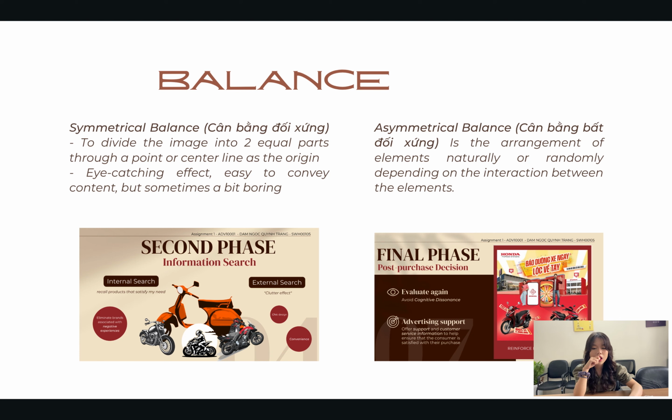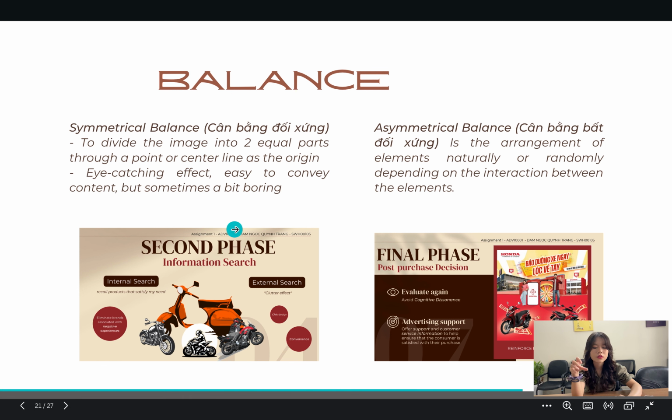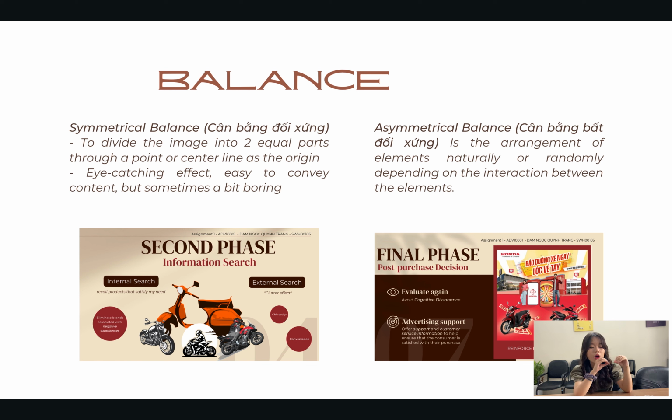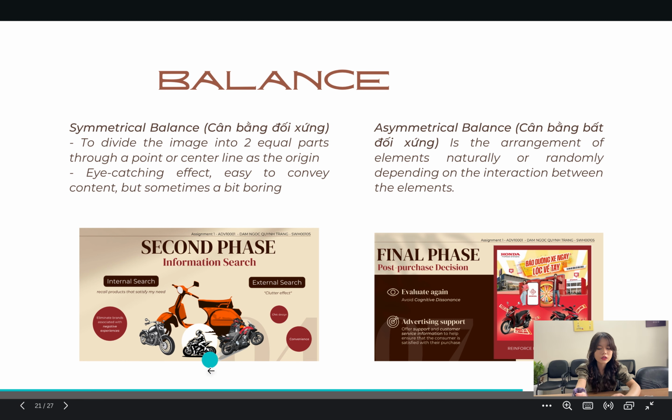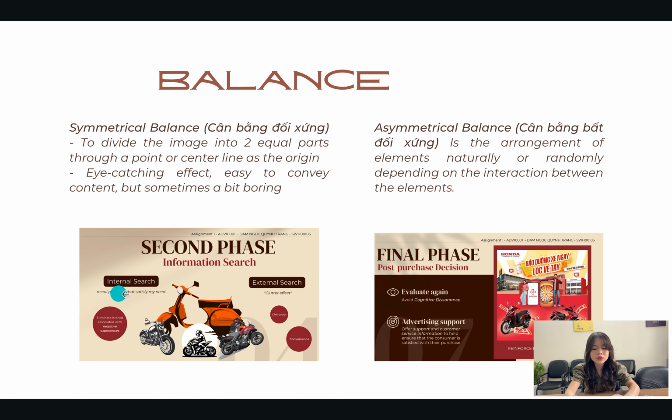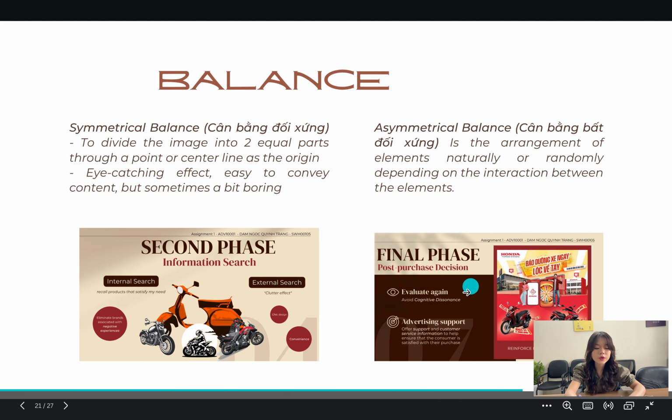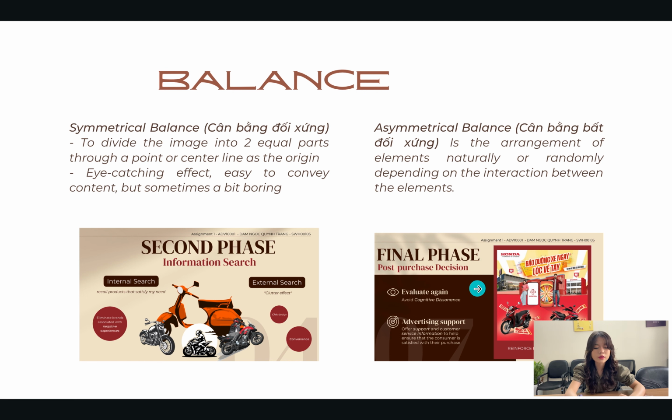Next is balance. There are two types of balance. First of all is symmetrical balance, where you divide the design into two parts or three parts, but the arrangement and positions of the elements in all the parts are nearly the same. For instance, you can divide this slide into two parts, and the elements in the two parts are arranged the same. Next is asymmetrical balance, which is the arrangement of elements naturally or randomly, depending on the interaction between the elements. So here you can see that even when you divide vertically or horizontally, the design will not be the same. So you need to think before designing how you are going to arrange the elements to choose the appropriate type of balance for you.